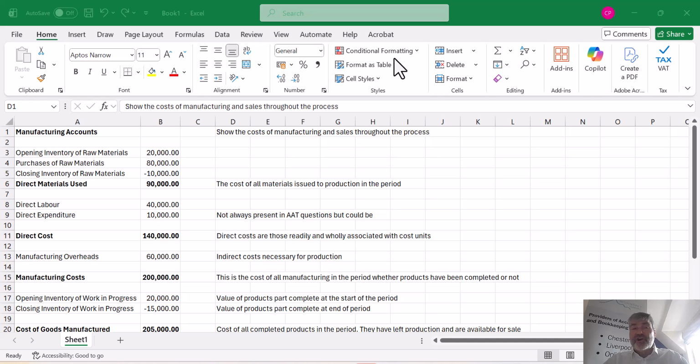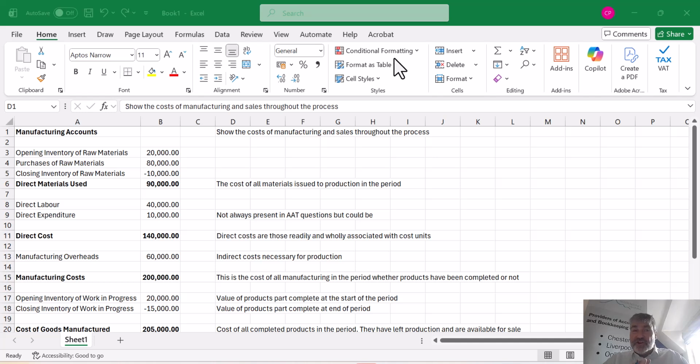So by adding the direct material cost, 90,000, to the direct labour cost, 40,000, and the direct expenditure of 10,000, we arrive at the total direct costs of production or manufacturing of £140,000 for the period.